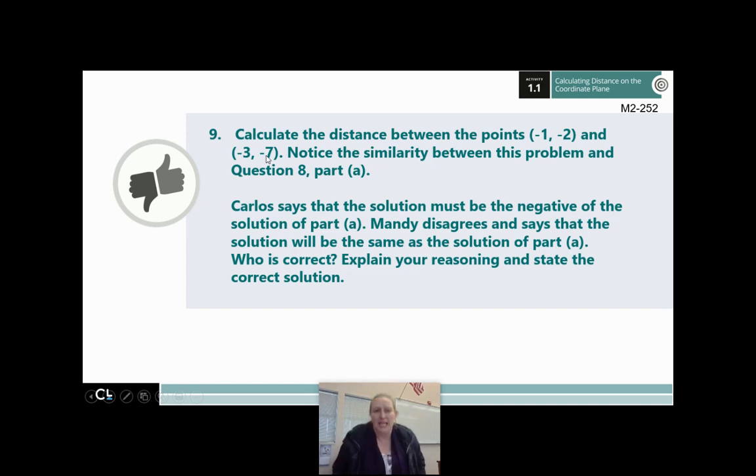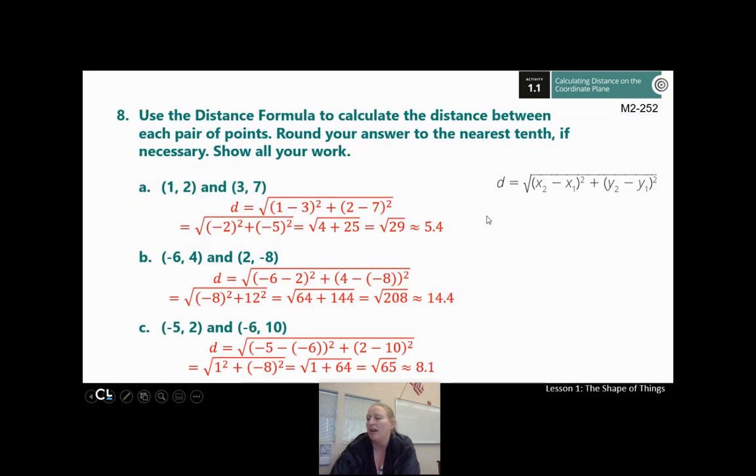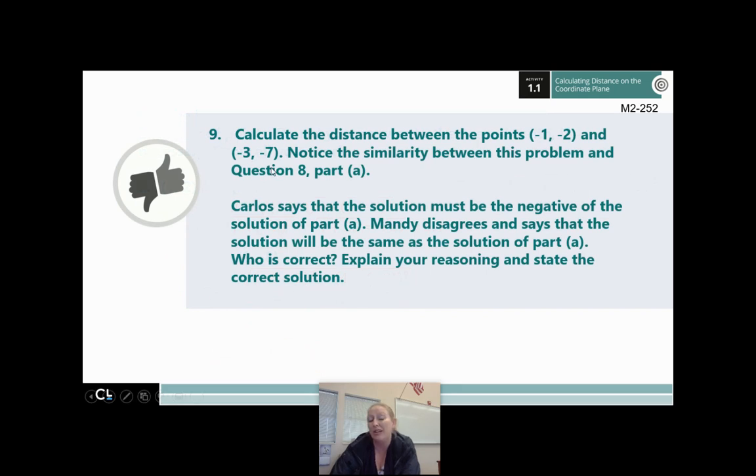So Carlos says that the solution must be the negative of our solution in part A. So part A, we got 5.4. And Carlos says, hey, since these points are negative, the distance must be a -5.4. But Mandy disagrees and says that the solution will be the same as the solution in part A. So who's correct? Explain your reasoning and also find the correct solution, all right? Go ahead and hit pause, find the correct solution, and explain who's right and why. And then hit play when you're ready to keep the discussion going.